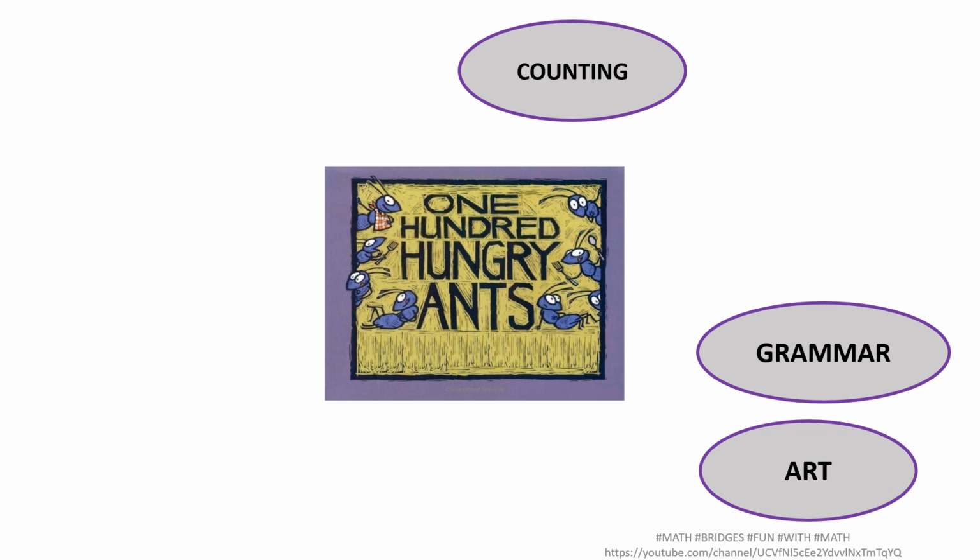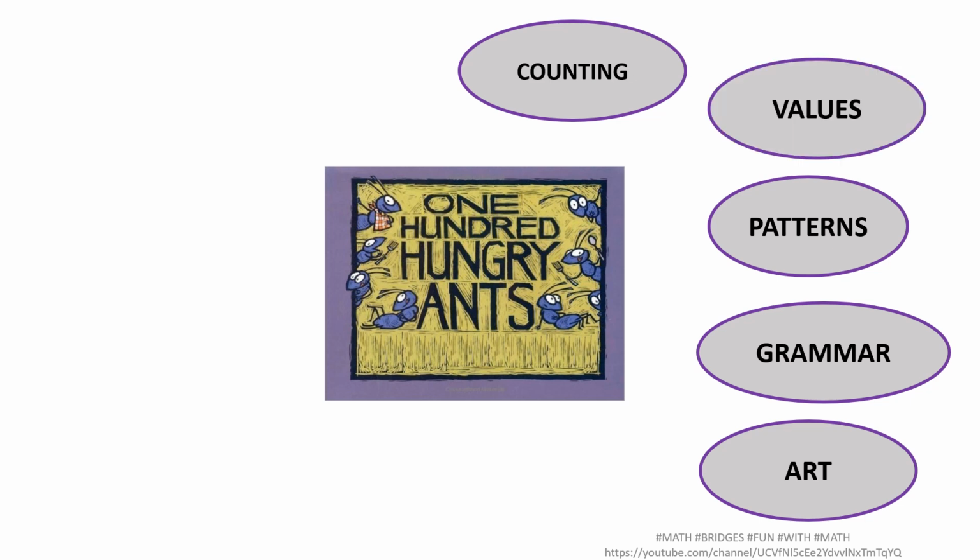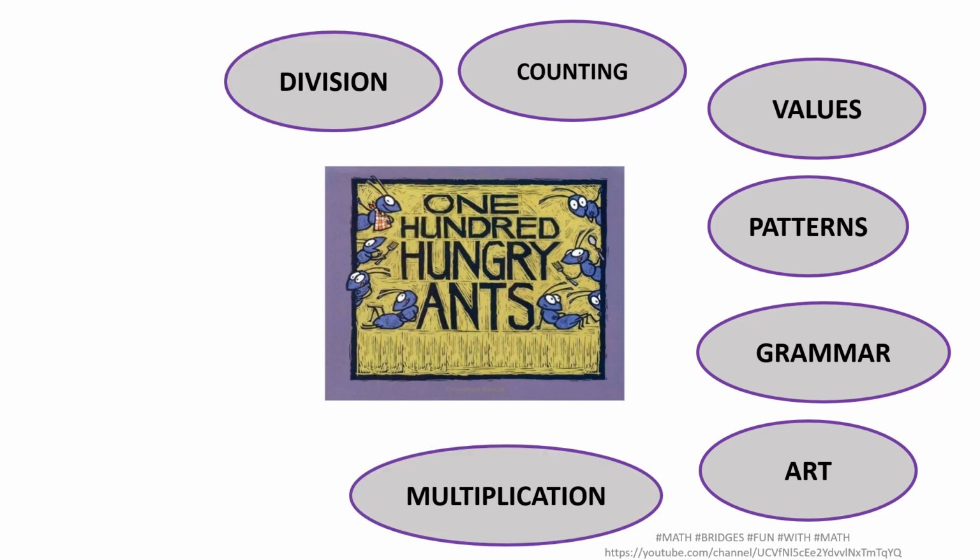Art also can be taken, like ant puppets can be made, or ant hills can be made. Any other aspects which you find, you can correlate to art too. Patterns, in how many different ways these ants have rearranged themselves. They can see different patterns over here. Values, how ants are highly disciplined, how they go in a single row, how they help each other. The values also we can inculcate in children, and we can correlate it to division as well as multiplication also.